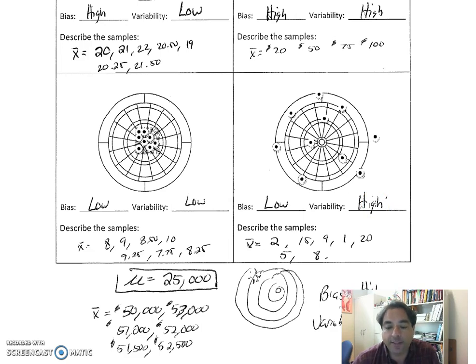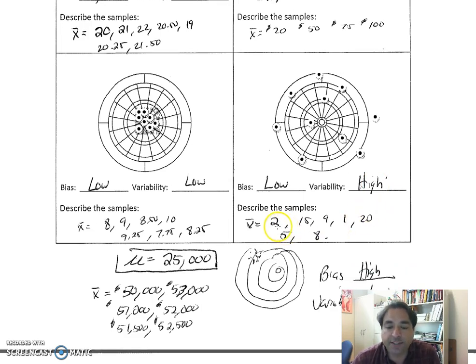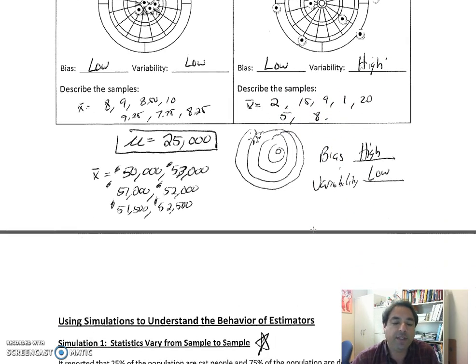We have high variability. So this would be like 2, 15, 9, 1, 20, 5, 8. They're around $8, but they're far away from each other, and the average of this would be around $8. Another quick example would be that if I was going to go buy a car, the average price of a new car, let's say, is $25,000. So that's the population mean.